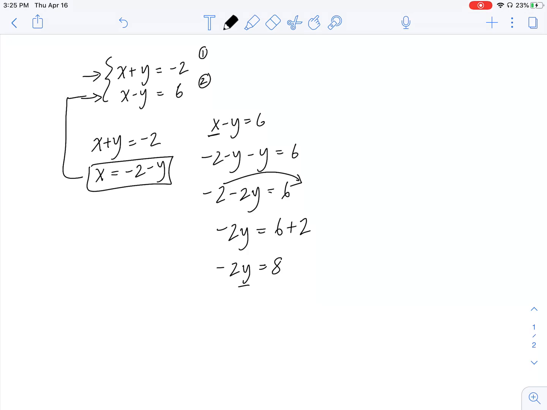And now we just need to isolate for y by dividing both sides of the equation by -2. Therefore, y = -4.